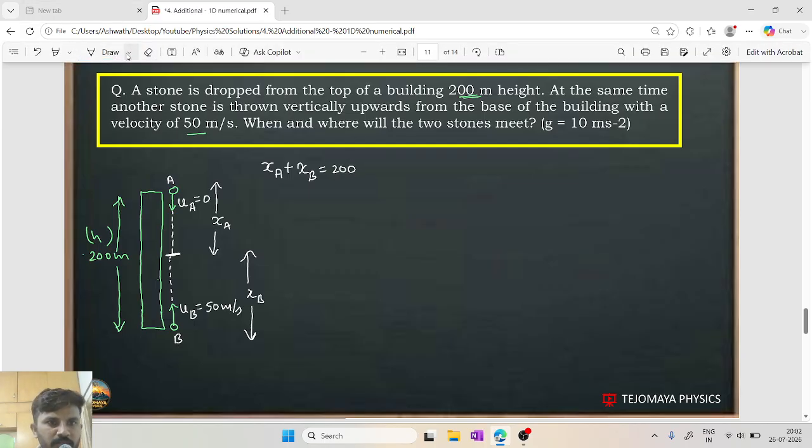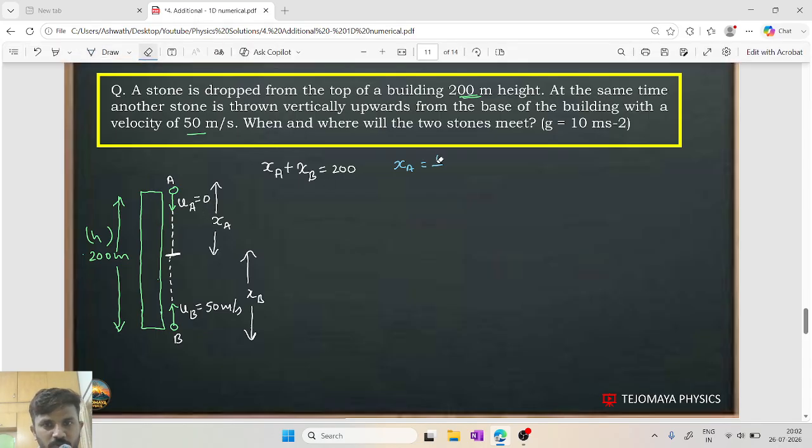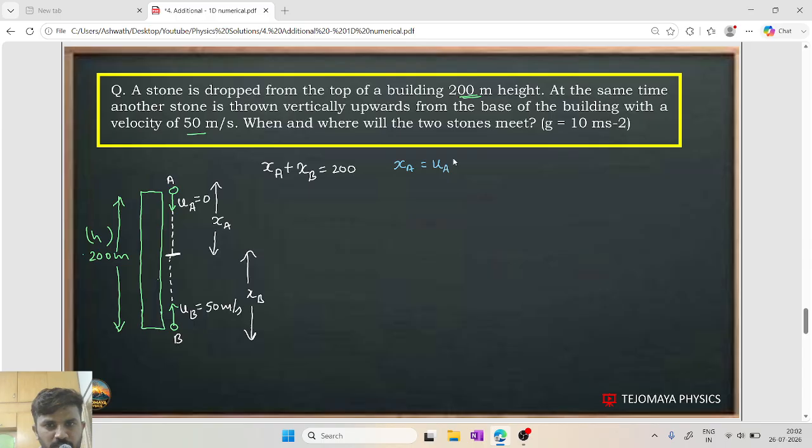Now, what is the distance traveled by stone A? Since it is just the free fall, you can write ut plus half at square, since u is 0. If you want, I will write it: x is equal to UA t plus half g t square. Initial velocity is 0, so this will become 0. Therefore, only half into 10 into t square, that is 5t square, will be there.